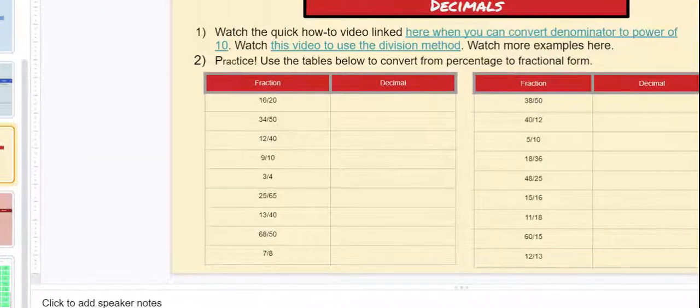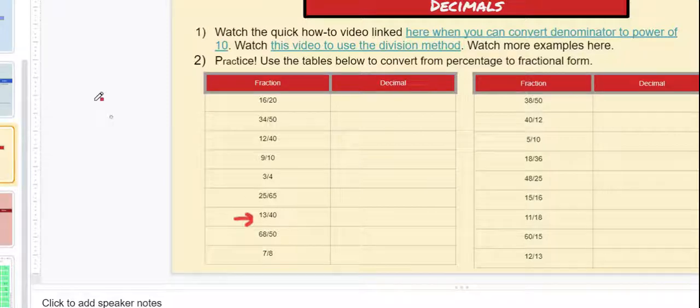All right, so here we go. We're going to do another example of converting a fraction into a decimal. So we're going to do this example here of 13/40ths. And what we want to ask ourselves first is, well, can we use the power of 10 method? Because it can be a lot faster if you're able to use that.